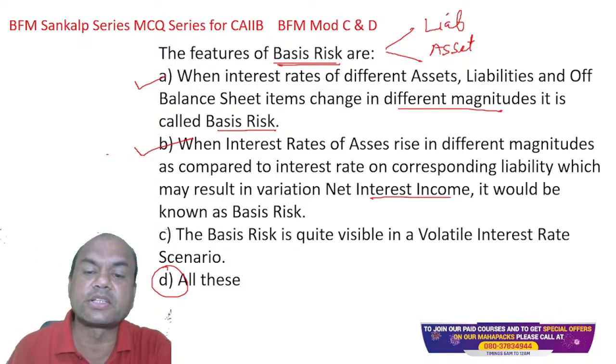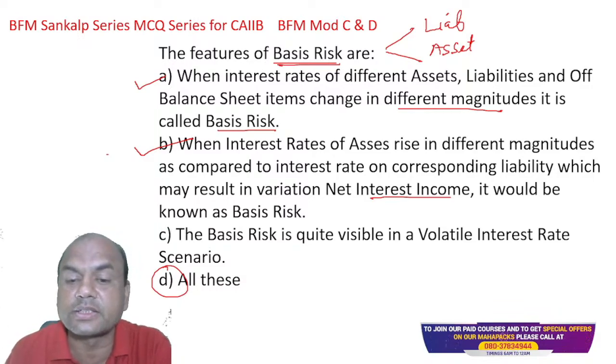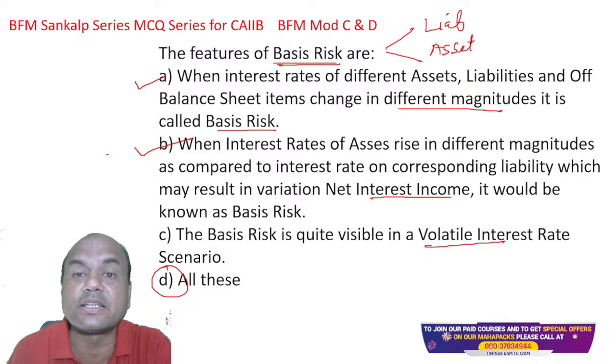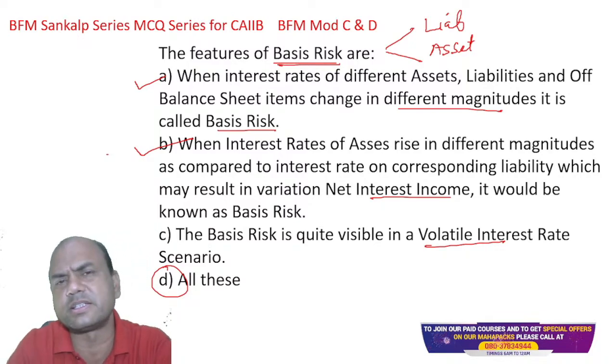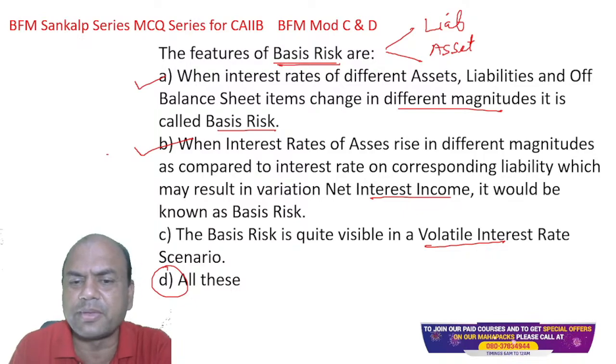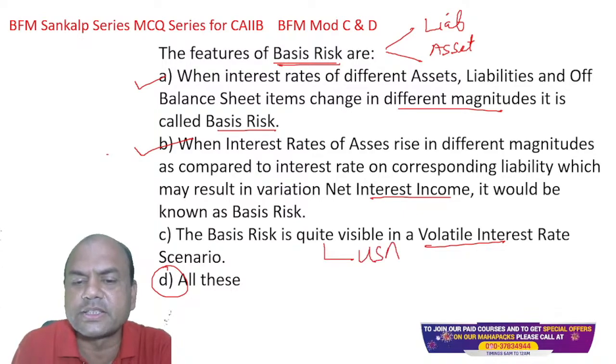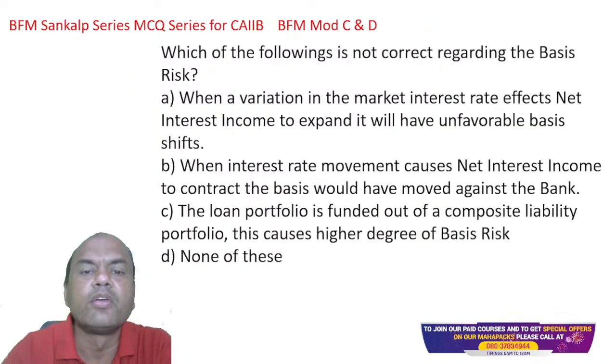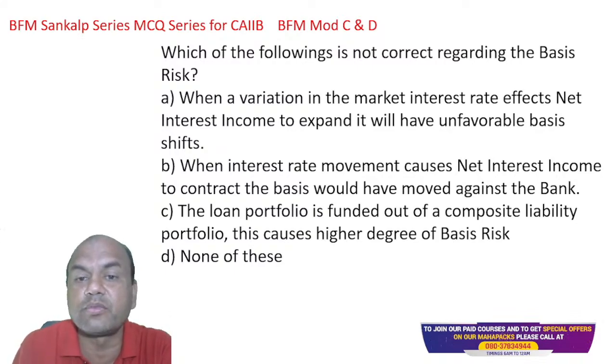The basis risk is quite visible in a volatile interest rate scenario. Obviously, volatile means highly changing interest rates. Right now in the US the same thing is happening. If you check the USA, they are facing the same crisis now, volatile interest rates. Which of the following is not correct regarding the basis risk? Not. So again, we want what? False. Always immediately mark this.